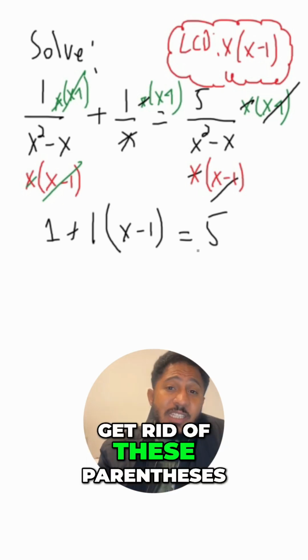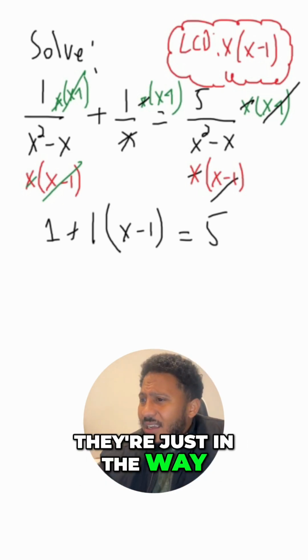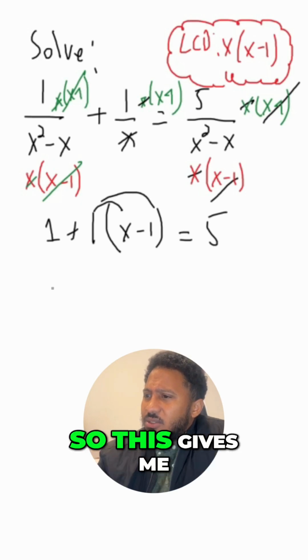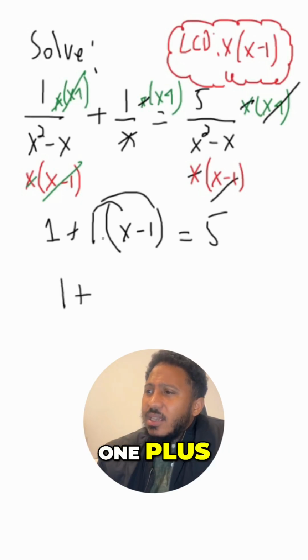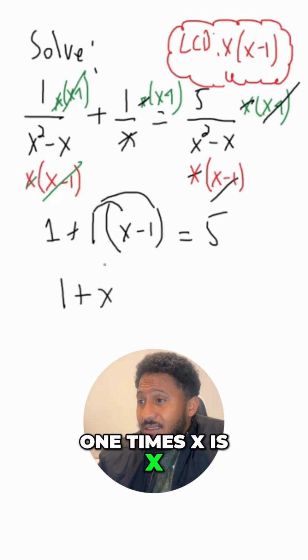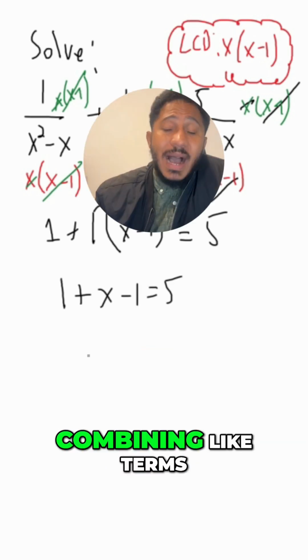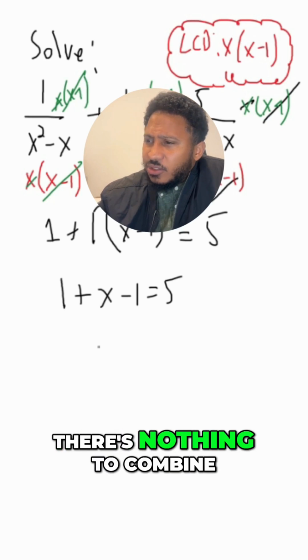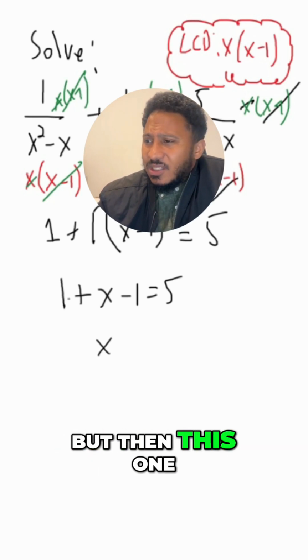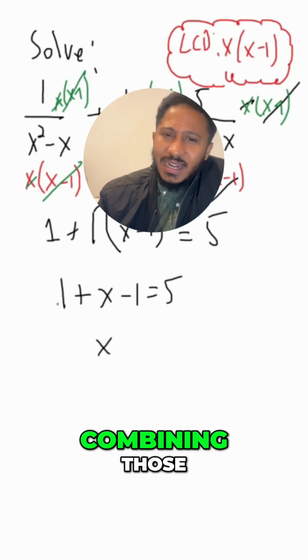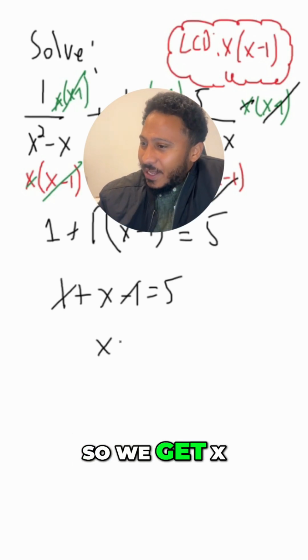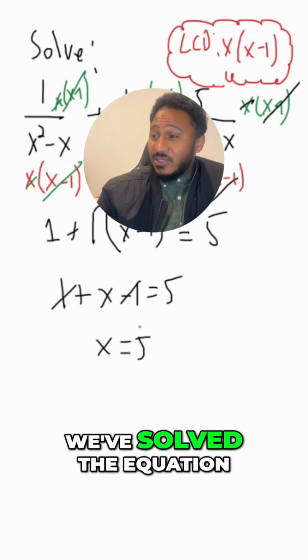All right, next up, get rid of these parentheses, right? They're just in the way. And so we distribute across the parentheses. So this gives me 1 plus, okay, 1 times x is x. 1 times negative 1 is negative 1, equals 5. Combining like terms, well, there's nothing to combine with the x, but then this 1 and this negative 1, combining those, they actually cancel each other out, right? So we get x equals 5. Okay, we've solved the equation.